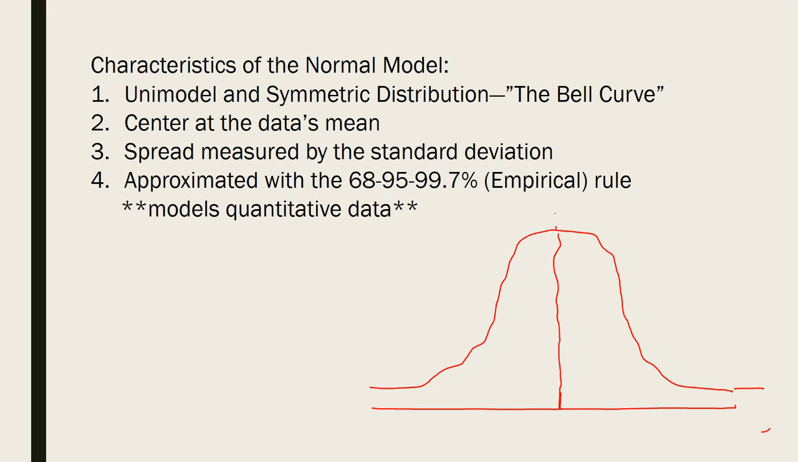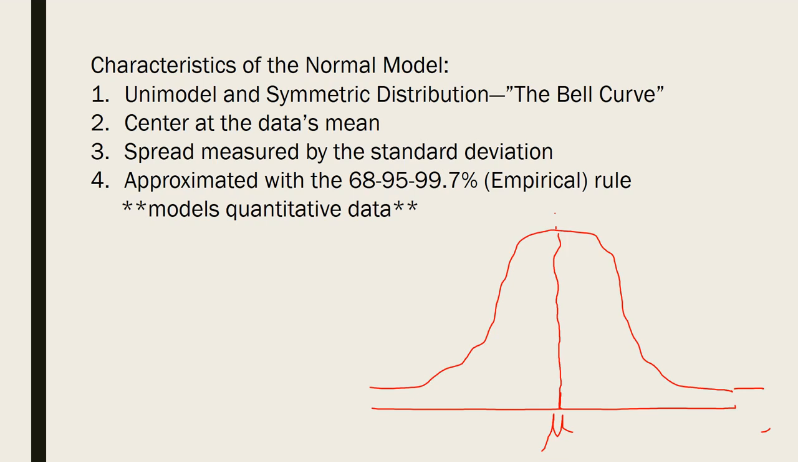Now these normal models typically model a population, so we want to talk about the population mean being at the center. And anytime we talk about population mean, we use the Greek letter mu to represent the population mean. So there is mu. Mu is the population mean.